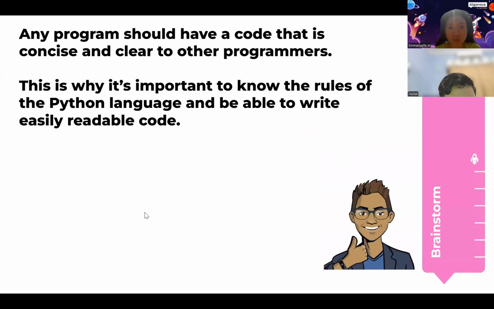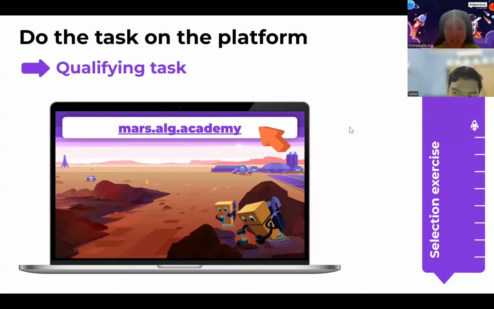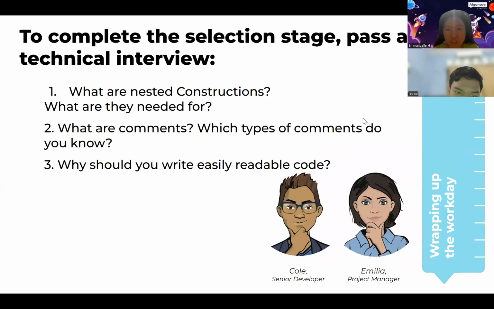So every program should be concise and clear to other programmers. For example, if you work in one company, later other people will replace you and continue your work, so you need to put a comment. Until this part, do you have any questions? No. Okay, if you don't have any questions, let's continue the code.